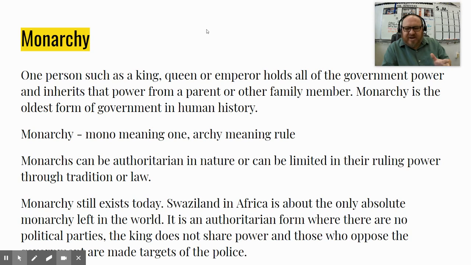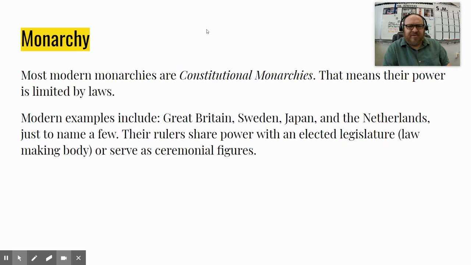Right now in the world, the country of Swaziland on the continent of Africa is about the only absolute monarchy left in the world today. Their king is authoritarian. He does not share his power with anyone else. He uses militarized and secret police to target his opposition, anyone who speaks out against him. There are no political parties. He is the absolute ruler there, and not very nice. People don't have any rights or anything like that.